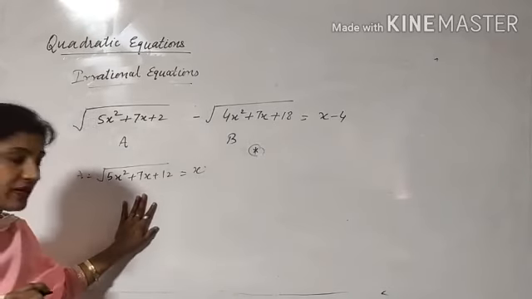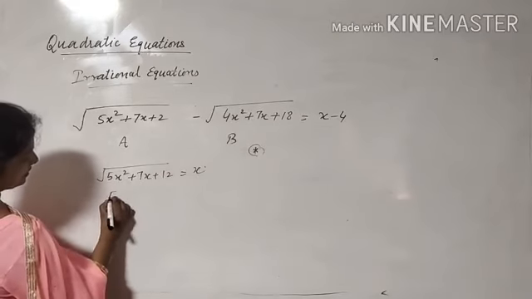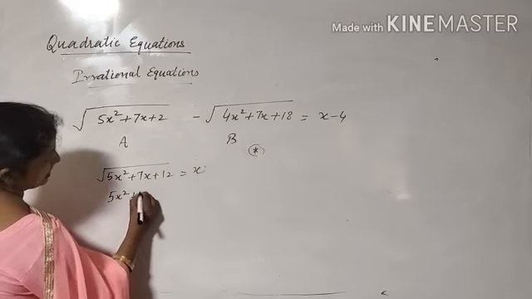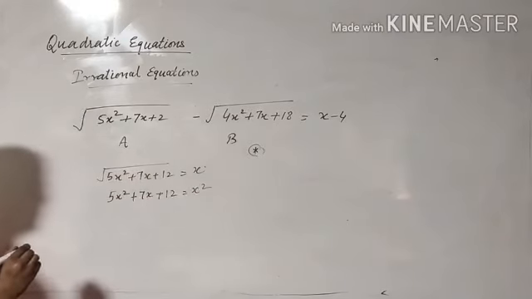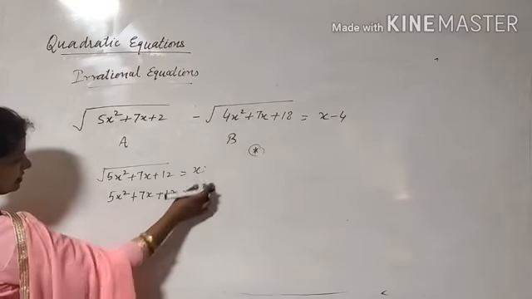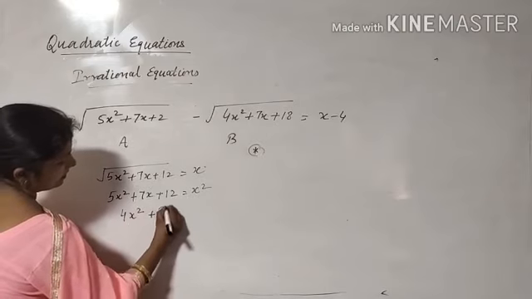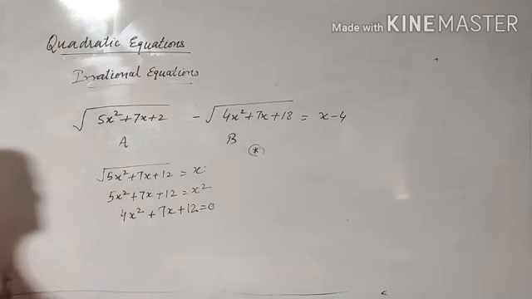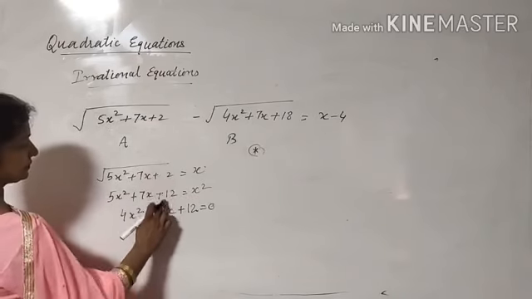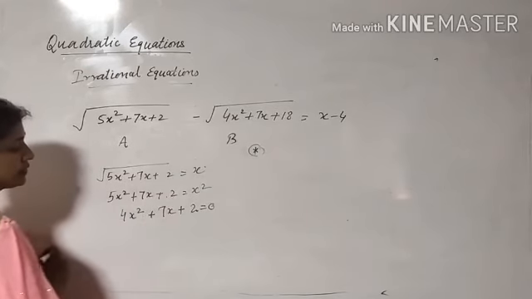Now this is a very simple question. You again square on both sides. If I square on both sides, we'll get 5x square plus 7x plus 2 is x square. Now this is a very simple quadratic equation. X square comes on the left hand side, we get 4x square plus 7x plus 2 is equal to 0.